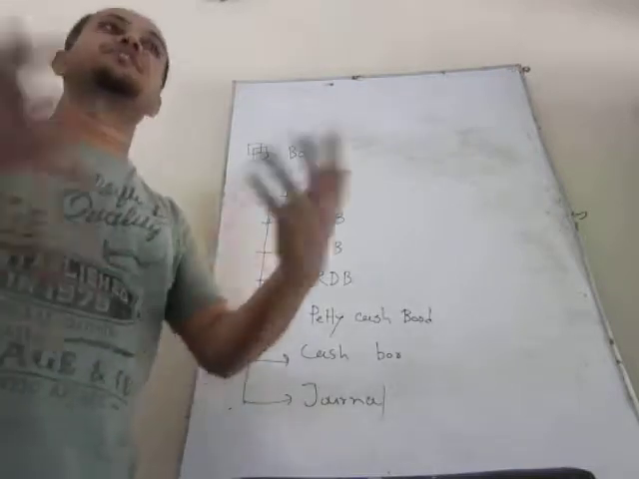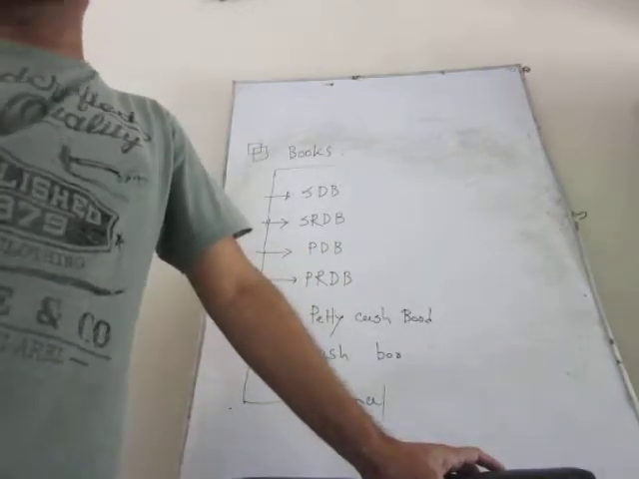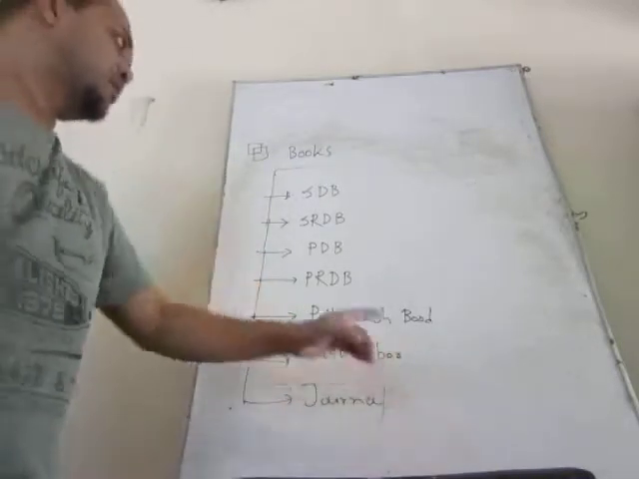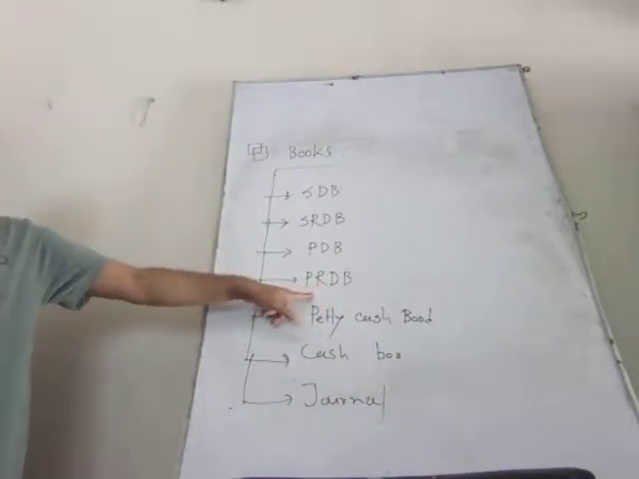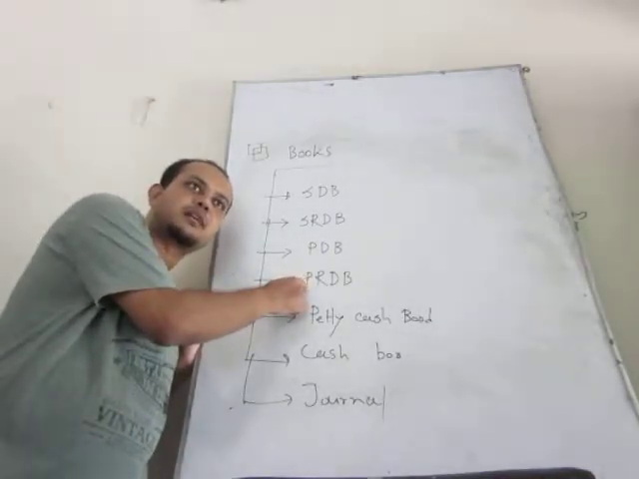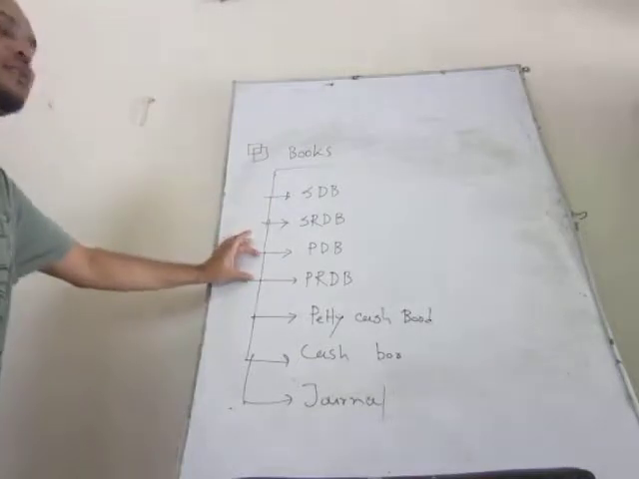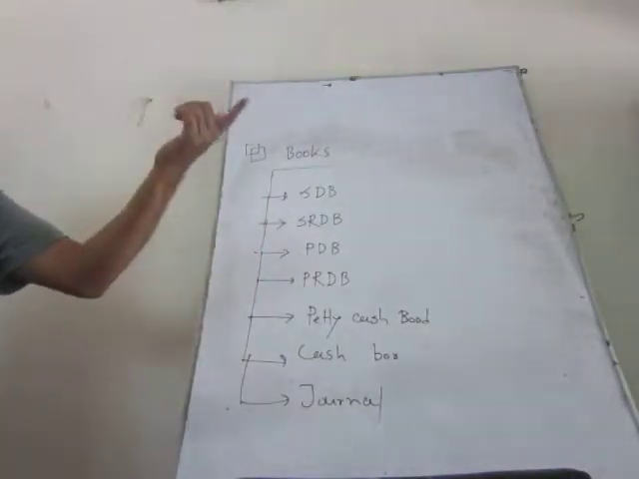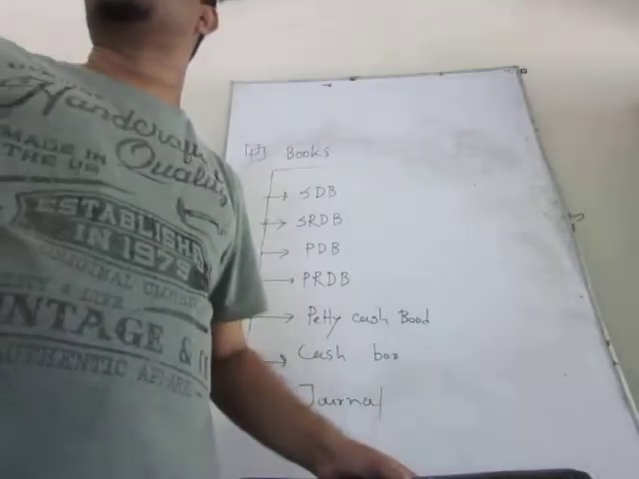You yourself can return some specific item if the item doesn't match your quality requirement. In that case, you can return it to the seller. That purchase return will be recorded in the purchase return day book. On the other hand, we can maintain these two things at the same time in the net purchase day book. One is positive purchase, and the purchase return is negative purchase.